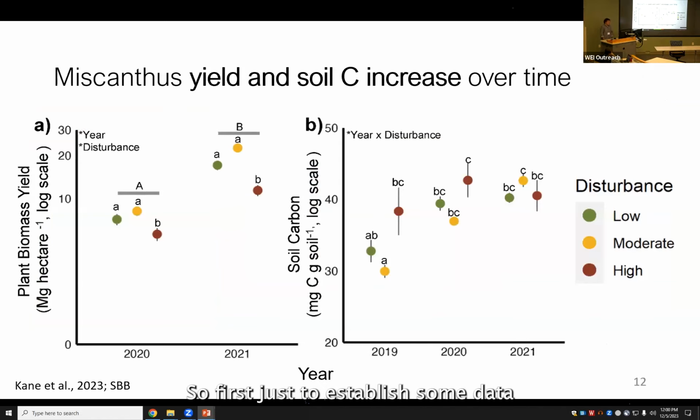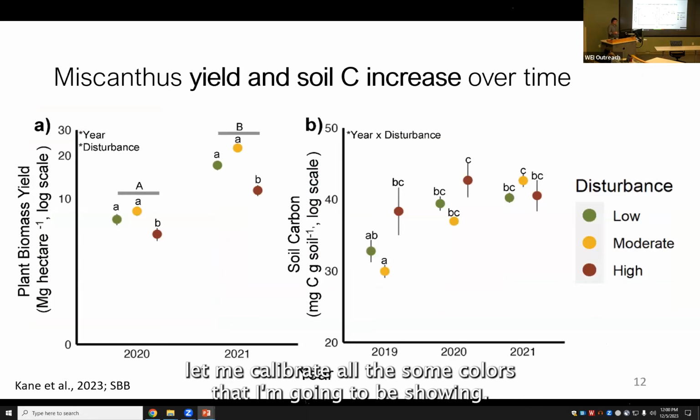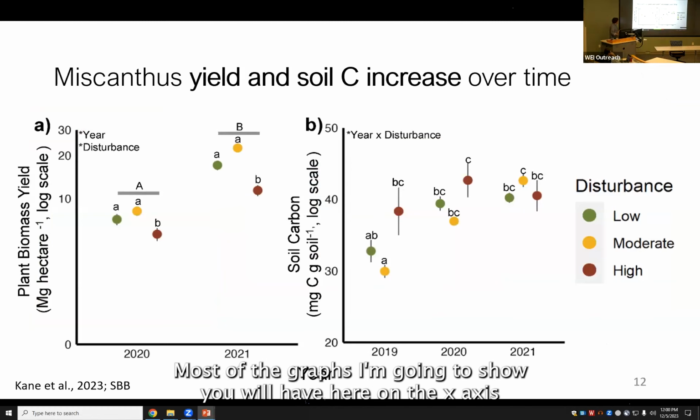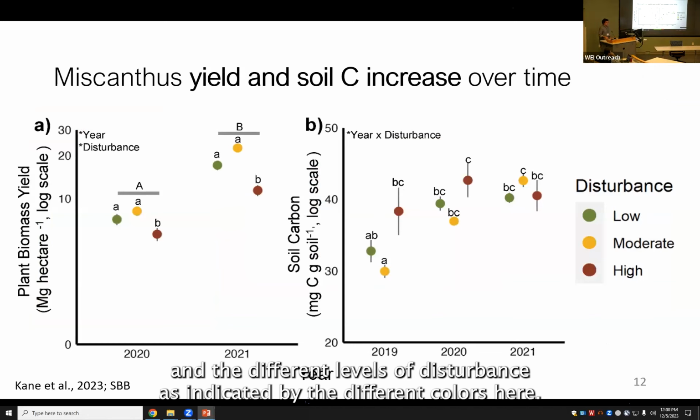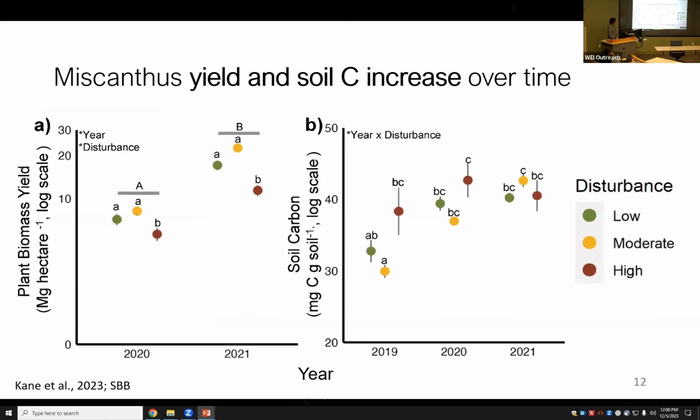So first, just to establish some data that we found in the first 3 years of the study, let me calibrate you all to some colors that I'm going to be showing. Most of the graphs I'm going to show you will have year on the x-axis and the different levels of disturbance as indicated by the different colors here.